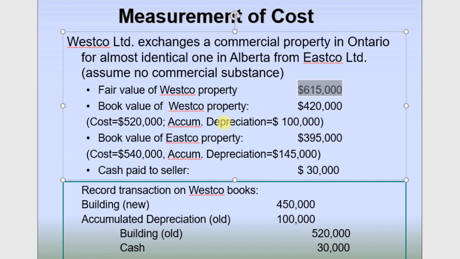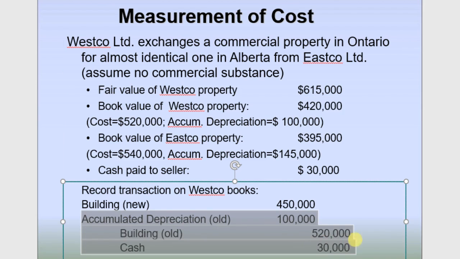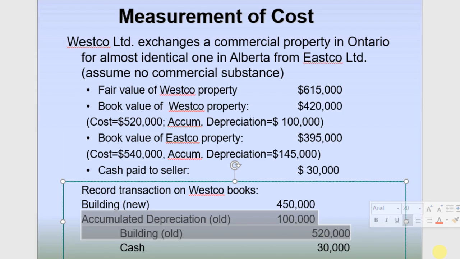What we're going to do is say, okay, the cost was $520, accumulated depreciation is $100,000, giving us a book value of $420. Now we don't have that property anymore. We're trading it for a property in Alberta. So if you don't have it anymore, you have to take it off your books. So these two lines in the journal entry take it off your books. Same as the last two problems, except we don't have a gain or loss. So with these two lines, your property is gone.